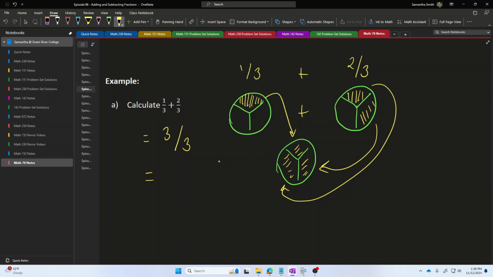And then I can simplify this result. 3 divided by 3 would just be 1. One full pizza from this combination.